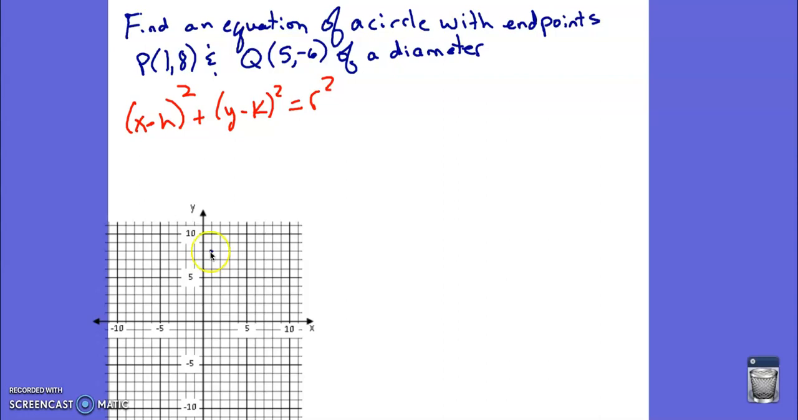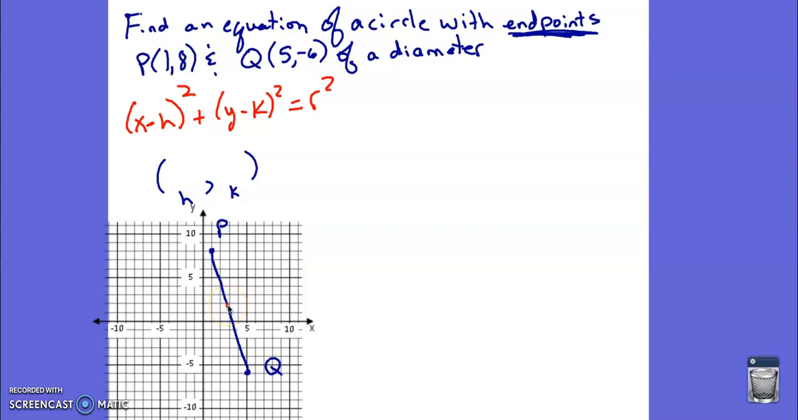So if I go to 1, 8, and by the way, I want you to notice these are endpoints. So point P is 1, 8, and point Q is 5, negative 6. Those are the endpoints of the diameter. So we need to find the equation of a circle. We have to find the center, h, k. If you just look, it's right around there somewhere.